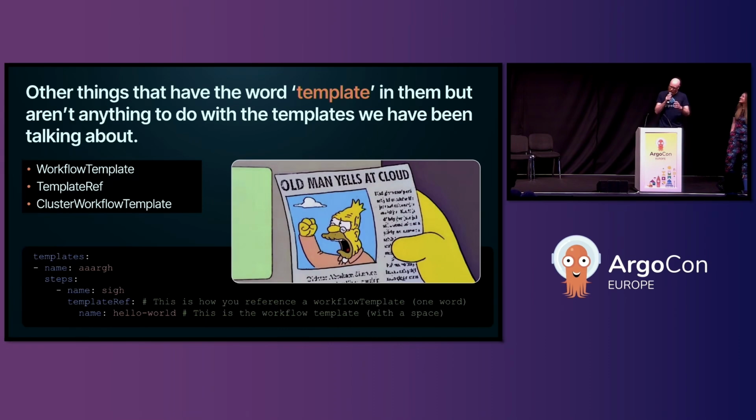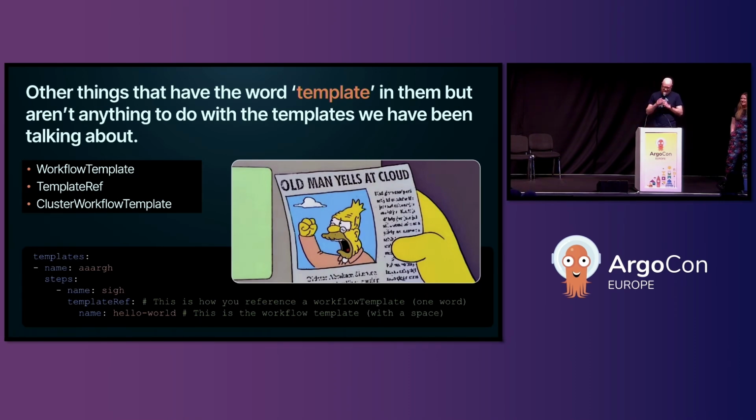So in order to run a workflow template with a space from a workflowTemplate, one word, you use a thing called a templateRef, one word, to access the workflow template with a space from the workflowTemplate, one word, by specifying the name of the workflow template with a space, using the field template, and the name of the workflowTemplate, one word, using the field name.